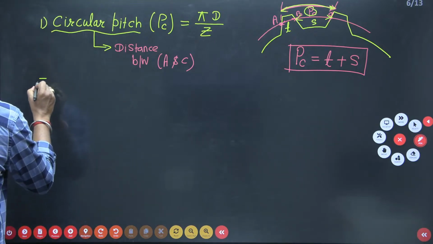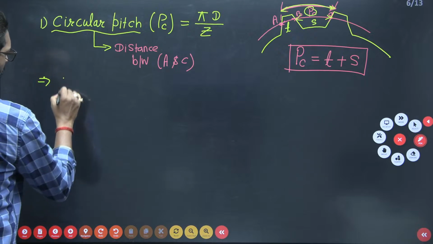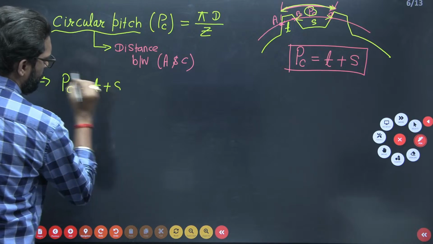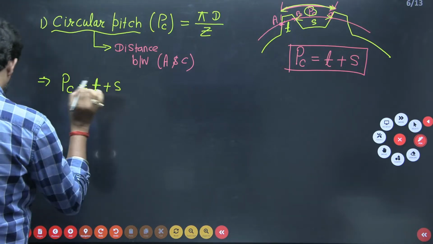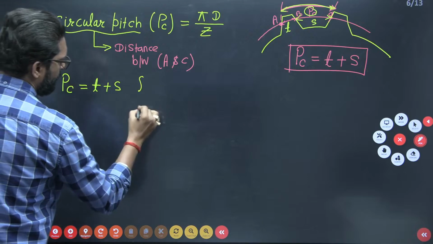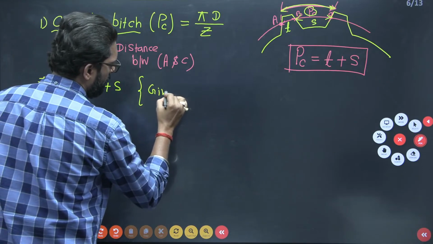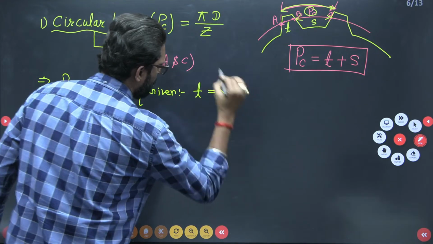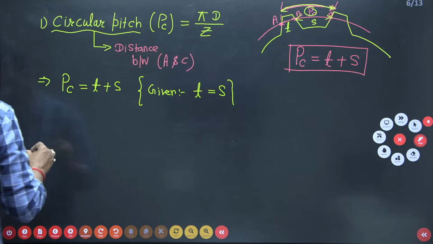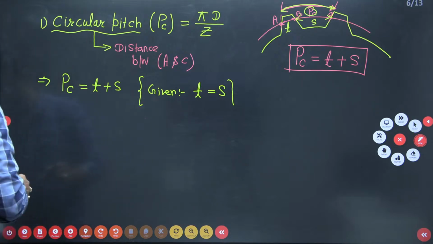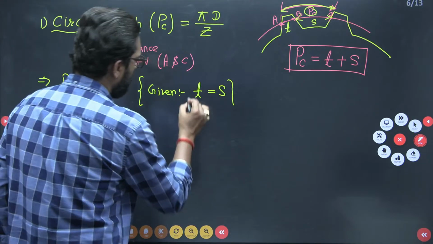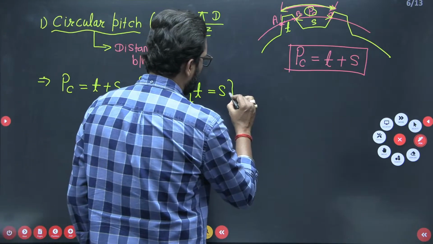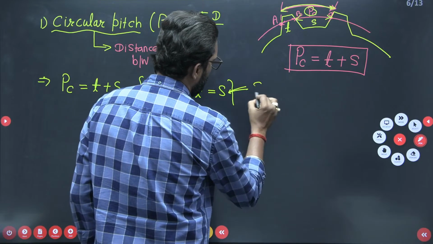So from the figure, circular pitch is equal to tooth thickness plus tooth space. And these two are the same. It is given in the question that tooth thickness is equal to tooth space. If it is not given, you can assume it like that. Tooth thickness is equal to tooth space. This is your standard assumption.